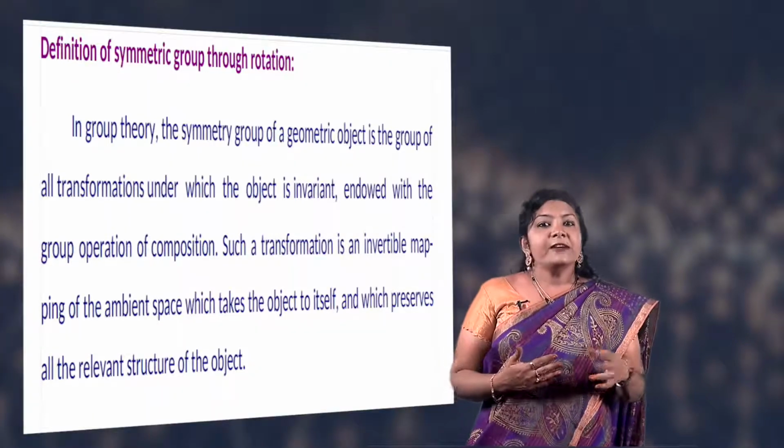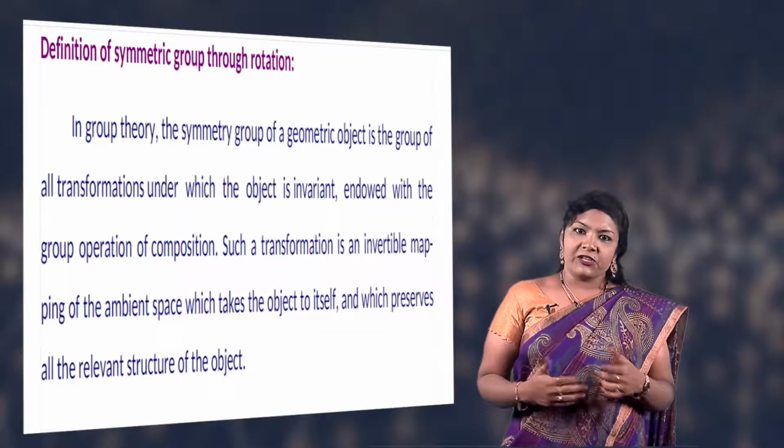In a previous module, we already proved that the symmetric group Sn for n equal to 3 is non-abelian. So, we leave it to the reader to prove Sn is non-abelian when n is greater than or equal to 3.